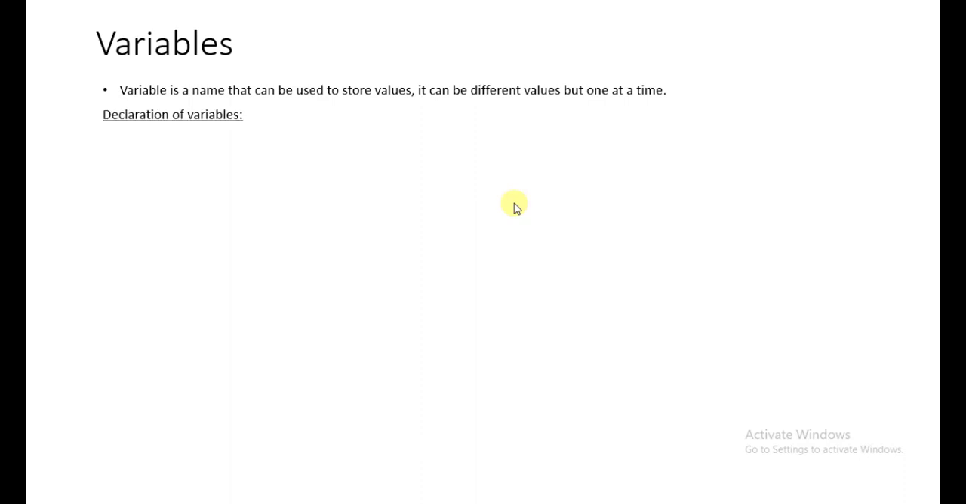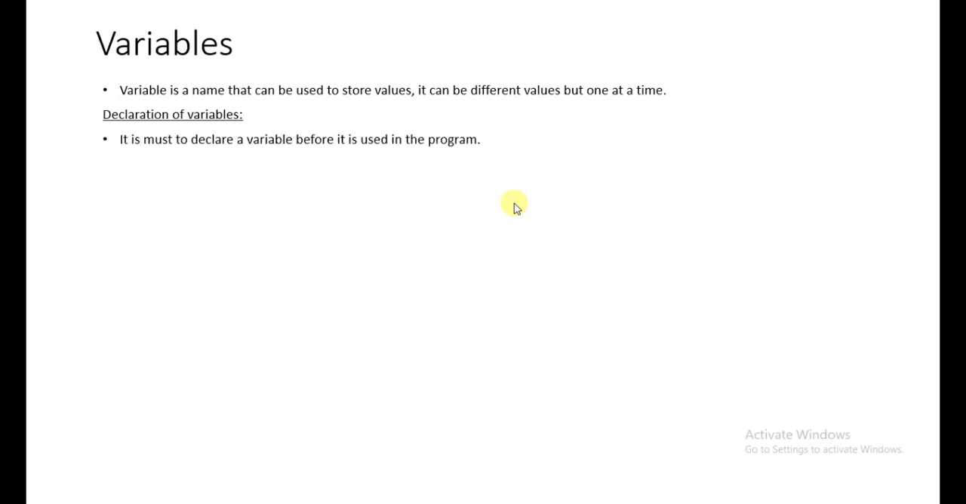Now let us discuss variables. A variable is a name that can be used to store values. That means we are giving some name to a memory location, and a variable can have different values but one at a time. For example, one time it may have some value. After executing a few instructions, we can vary the value. And let us see how to declare a variable.